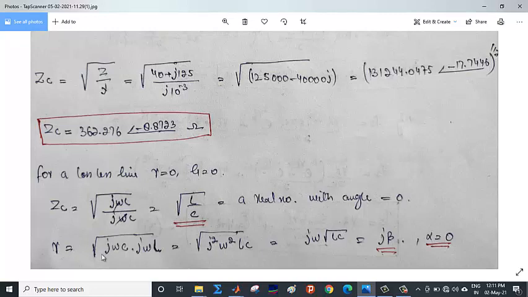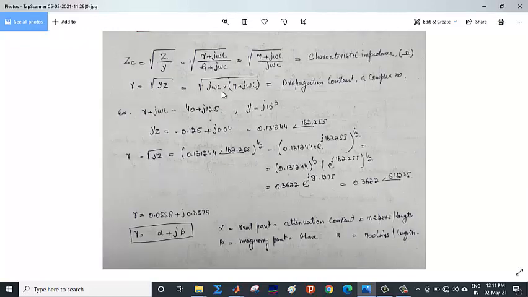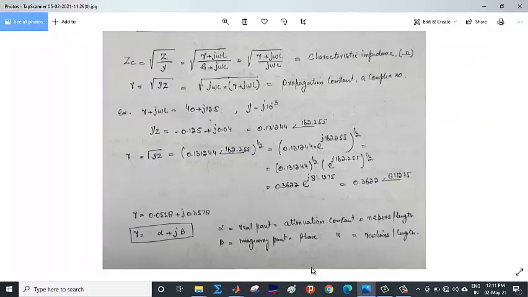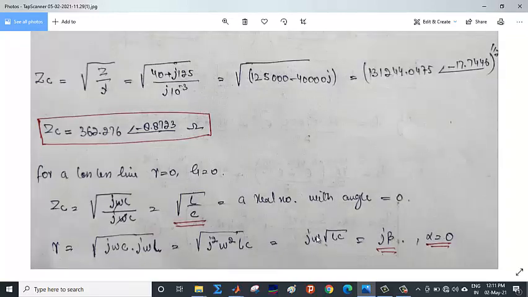So gamma will be equal to, that's what I have written over here, j omega C into j omega L. This R is 0. So j into j will be j square, omega into omega will be omega square, and L into C. I will take j into omega outside this square root. It will be j omega root of LC. So here we have only the imaginary part. Earlier we had alpha and beta, but now when R is equal to 0, we have only this j omega root of LC. That means we have only beta. So alpha is equal to 0 and beta will be equal to omega root of LC.